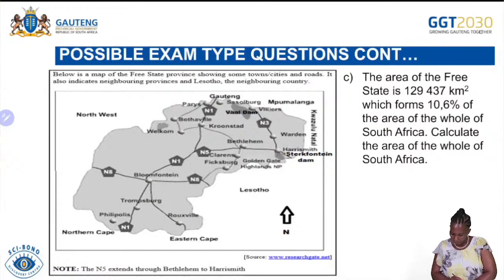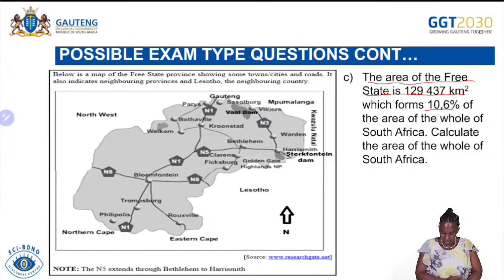Now let's continue. It says the area of the Free State is 129,437 kilometer square, which forms a 10,6. So the area of the Free State only is 129,437 kilometer square, which forms what? Because we are talking about the area, that is why it is in kilometer square. And then now, which forms a 10,6% of the area of the whole of South Africa.